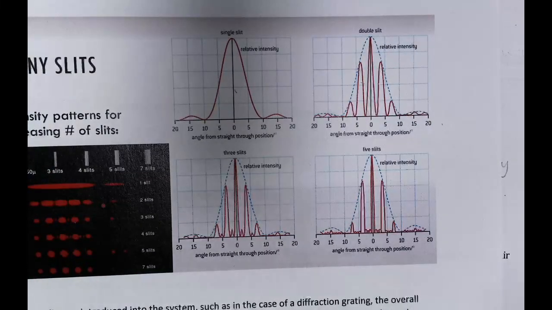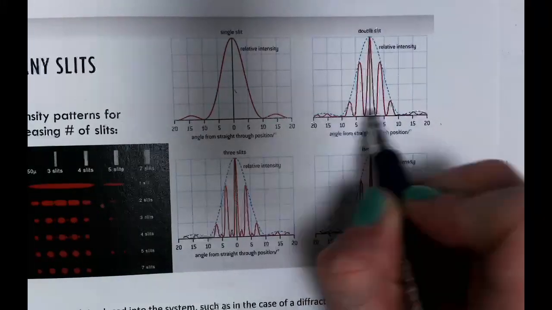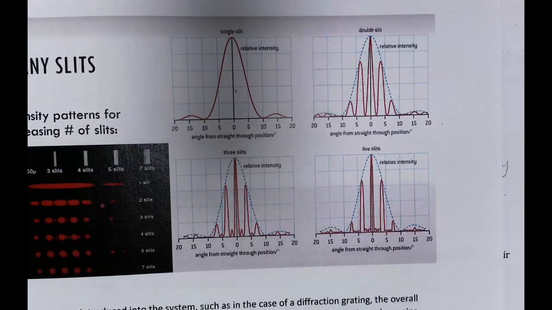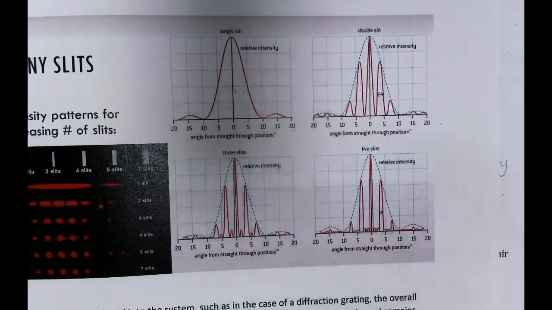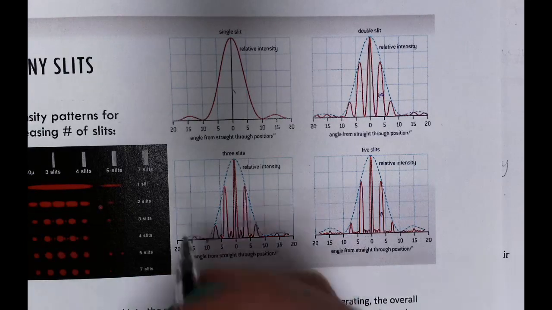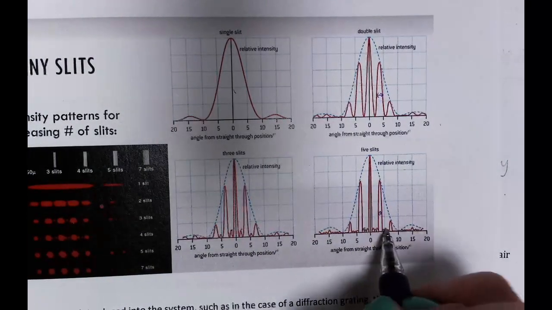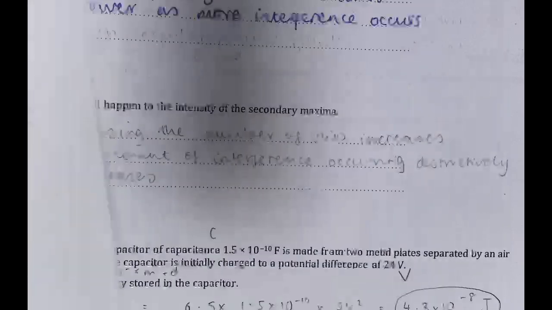So the primary maxima that you are seeing, so here, are becoming narrower as we add more slits. So the width has definitely got narrower. Okay, so more slits, primary maxima width decreases. You should also see that the secondary maxima that I'm pointing out here are decreasing in value as we add more slits. Okay, so the intensity of the secondary maxima drops.